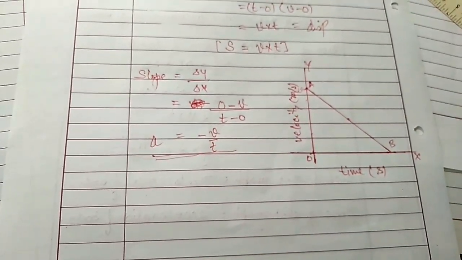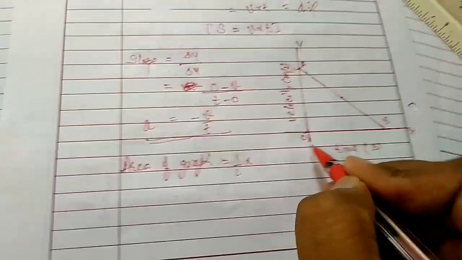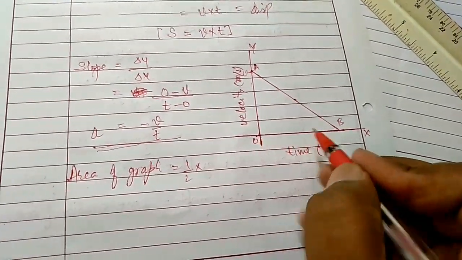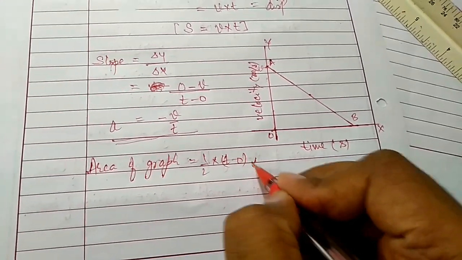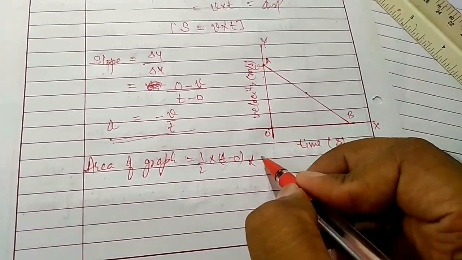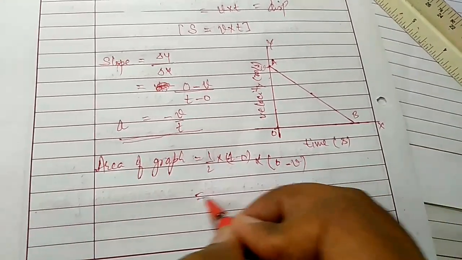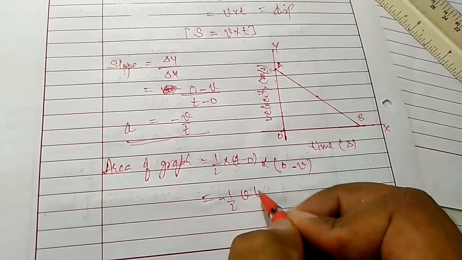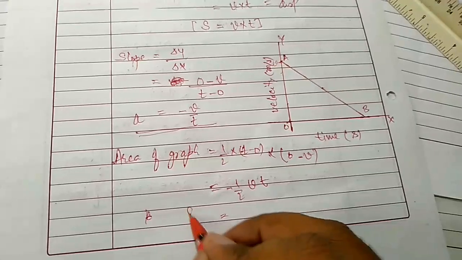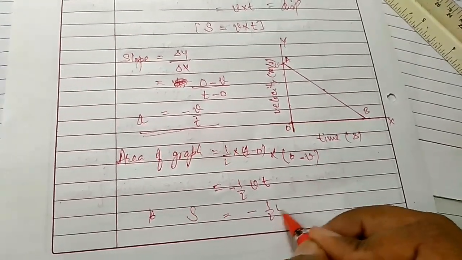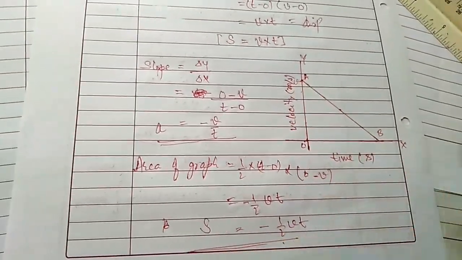And what is the displacement? That is the area of the graph, which is equal to half into base. I'm writing it directly now: 0 to b, sorry, O to b, that is the time axis, so t minus 0, into final velocity minus initial velocity. Final is 0, minus initial v. So it comes to minus half v into t. This is the displacement s, minus half vt, which means displacement is also negative as the graph is declining.